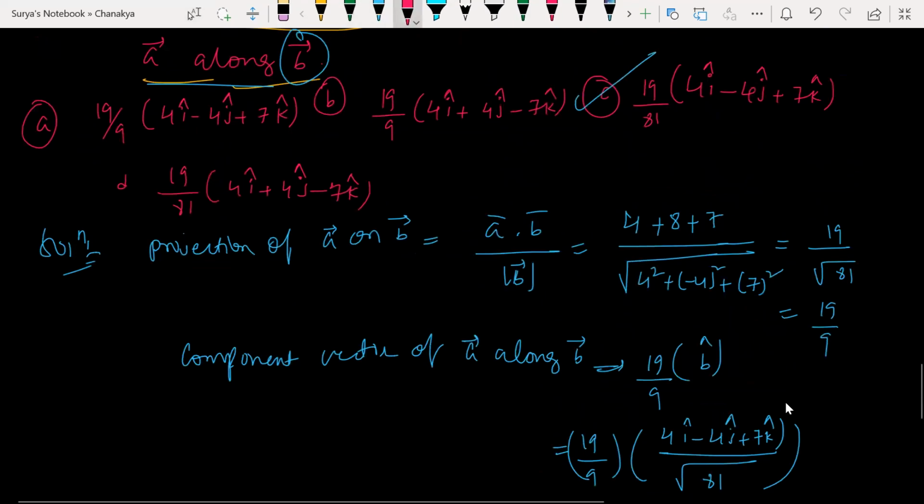Any doubts, children? No, sir. Guys, simply you can say that along with the B, I wrote vector B as it is here. Then which of the options gives you 19 by 81? Option D is not at all possible. It will be option C only.